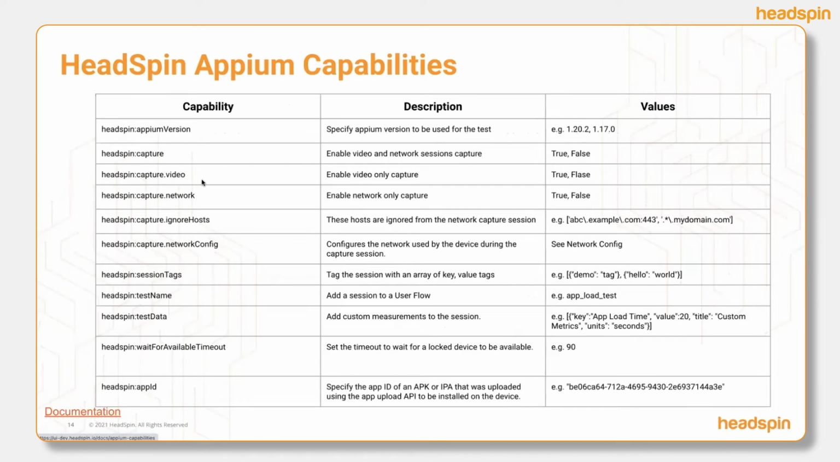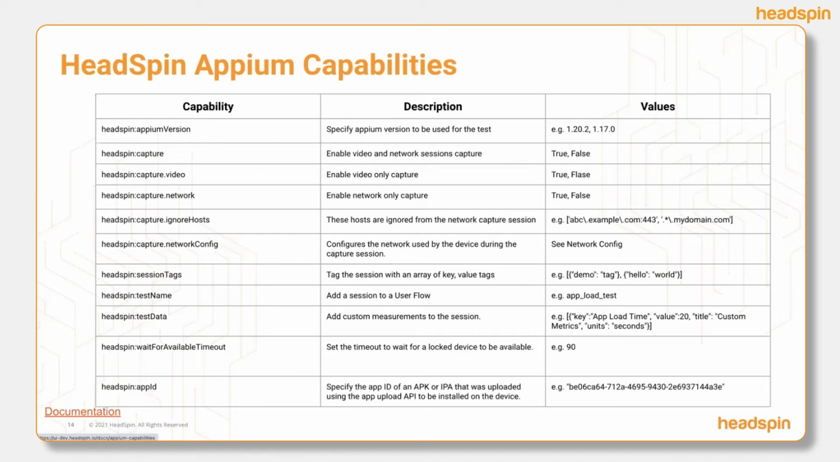Let me go back, apologies. When we look at HeadSpin capture, this is going to turn on network and video capture. And it actually ties the capture to the Appium session. So as you initiate the Appium session, it's going to initiate a performance session on the platform. When you clean up and quit the Appium test, it's going to end the performance session. So it intertwines them together.